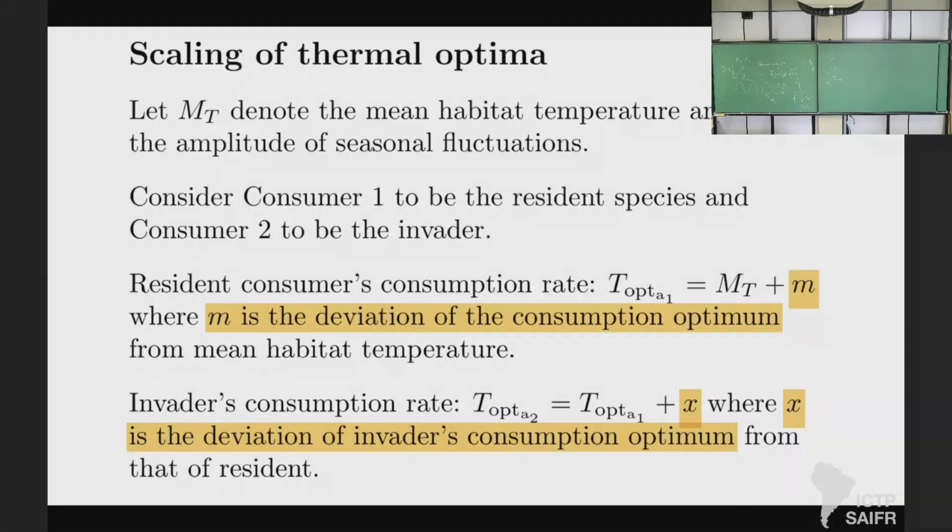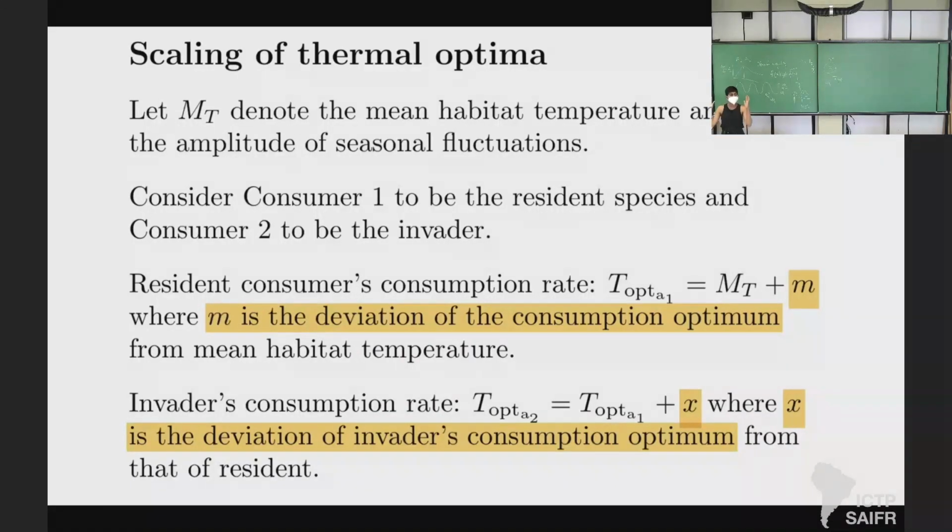optimal temperature for its attack consumption rate, we could say is MT plus M, right? Because it's not going to be the same as the mean, where M is the deviation of the consumption optimum from the mean habitat temperature. Now, we know for tropical species, M is near 0, and for temperate species, M is going to be a larger positive value. And then the invader's consumption rate, T opt A2, is equal to T opt A1 plus some X, where X is the deviation of the invader's consumption optimum from the resident.